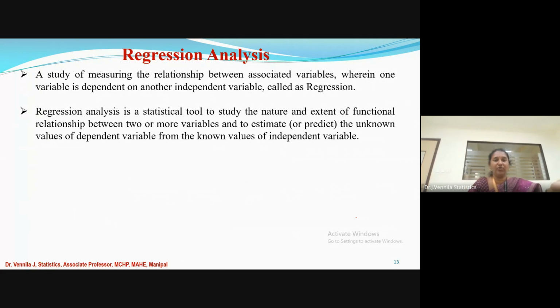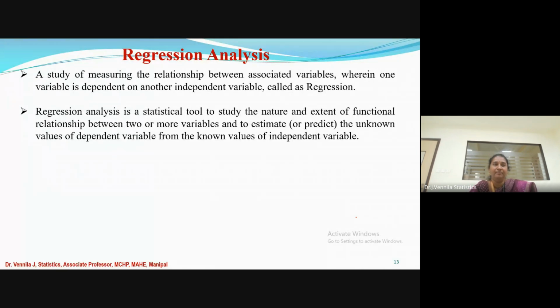Like this, if you want to use the past data to predict the future value, that is called regression analysis. The average relationship between the two variables is called regression analysis. In regression analysis, you want to identify two variables: one is the independent variable and the other is the dependent variable. Without an independent or dependent variable, it is not possible to apply it.